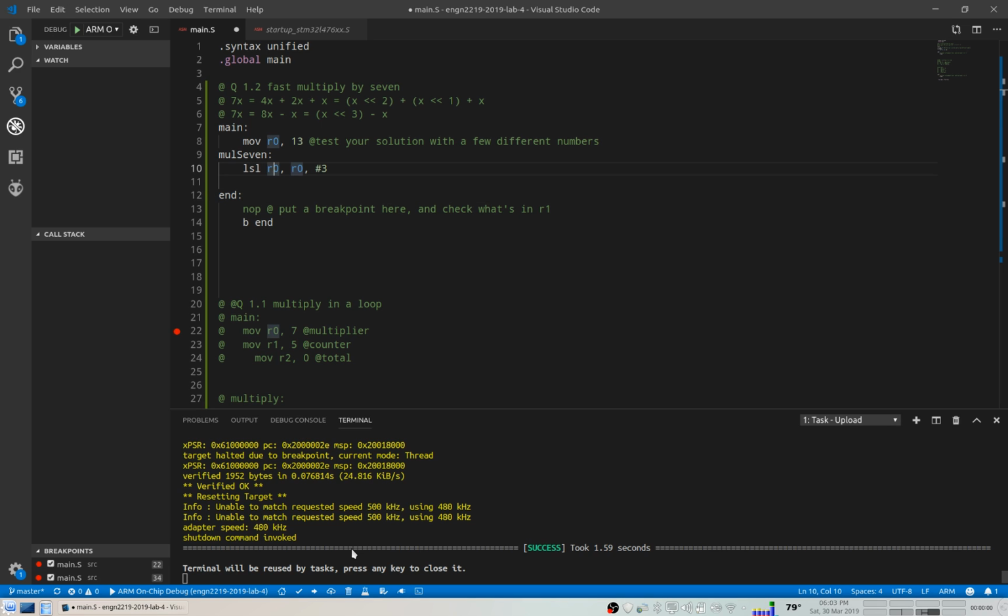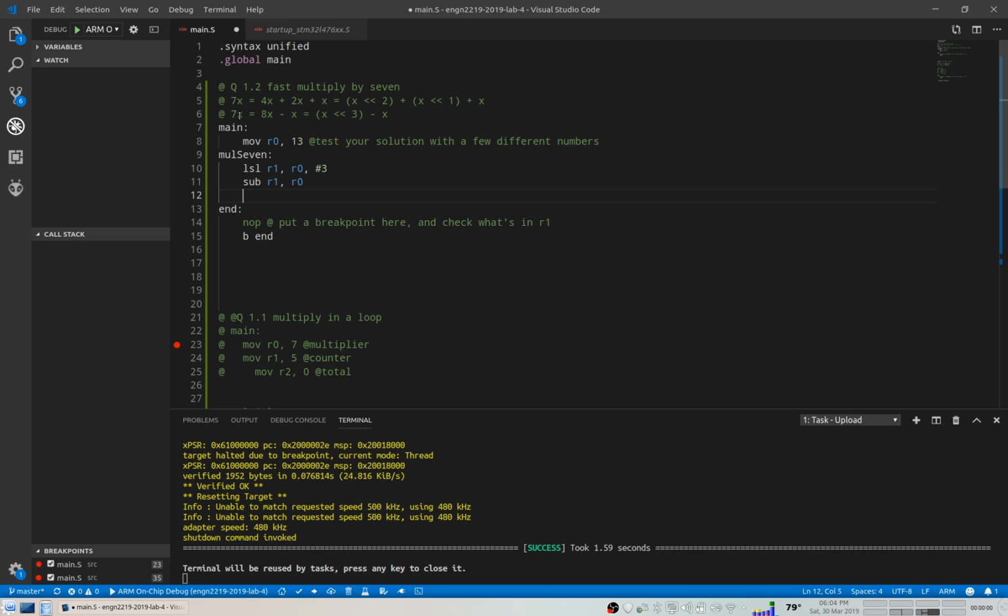And I can't store it back in R0 or I'll overwrite the original result, because I need the original result to subtract off afterwards, right? And the question says I should store the results in R1, so I will do that. And then I'll subtract the original result back off again. All right. So let's have a look. 7 times x is 8 lots of x subtract x. Left shift by 3, subtract 1. So we're left shifting by 3, store the result in R1. And then I subtract the original result from R1 and put it back in R1.